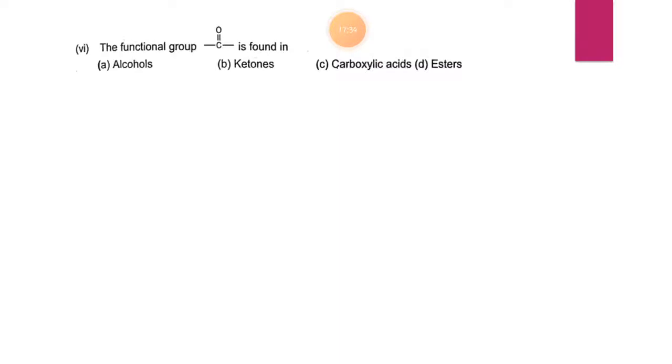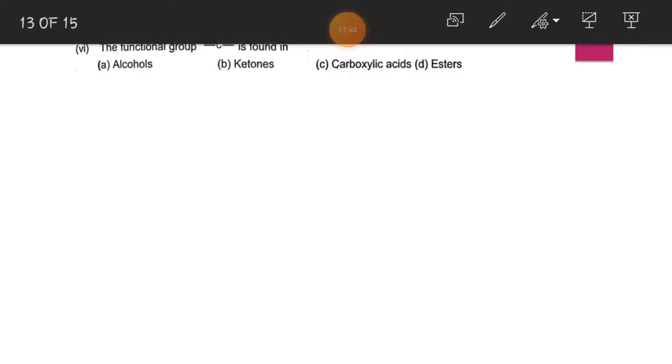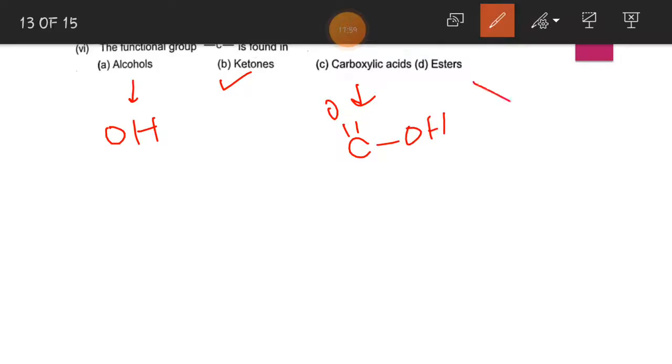So let's do some MCQs from your review exercise. The functional group C double bond O is found in, out of these options, ketones is the correct option, because in ketones this carbonyl group is present between two alkyl groups. In alcohols OH group is present. In carboxylic acid, C double bond O along with OH is present, and in the ester, C double bond O along with OR is present. So the correct option for this MCQ is ketone.